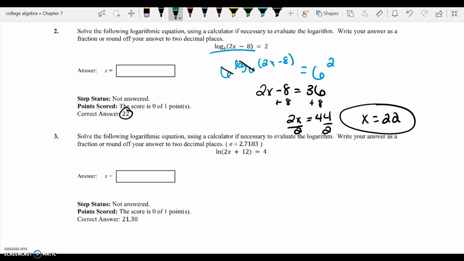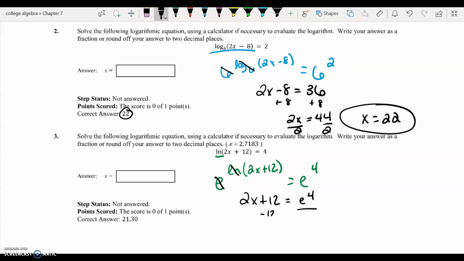Next one. What you do here, to get rid of natural log, you're going to raise it to the e power. So e raised to the natural log of 2x plus 12 is equal to e to the fourth. Whatever you do on the left-hand side, you got to do on the right-hand side. So this cancels. I get 2x plus 12 equals e to the fourth.